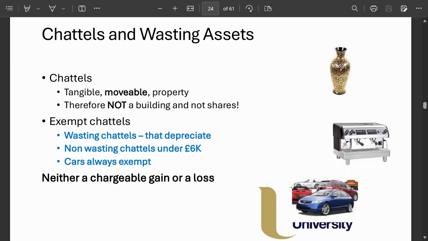The exam is coming very soon, so that's the challenge, how to get ready in such a short period of time. So now we got some rules about chattels. Chattel basically means a tangible movable property, okay? So it's not a building and it's not shares. The reason it's not shares is shares are not considered tangible property.